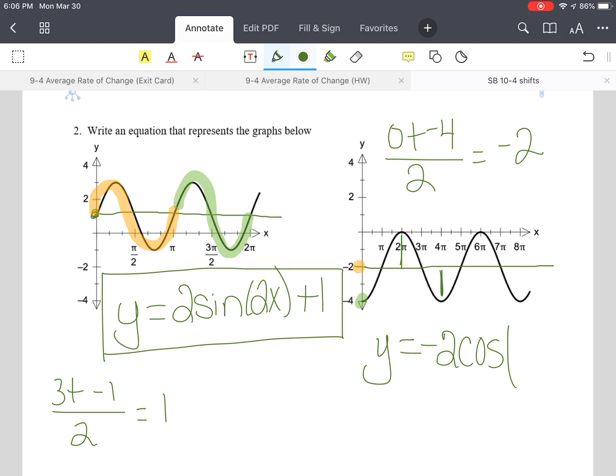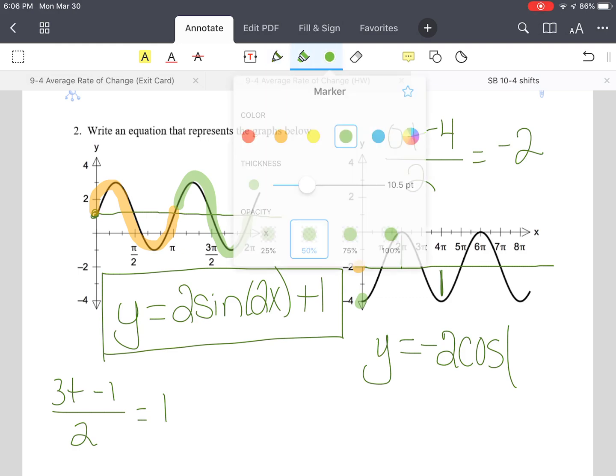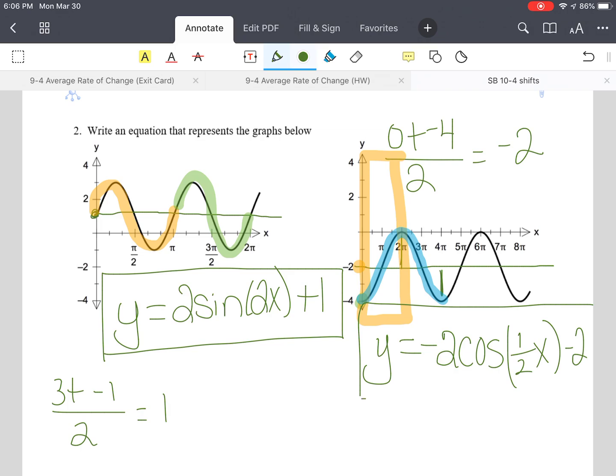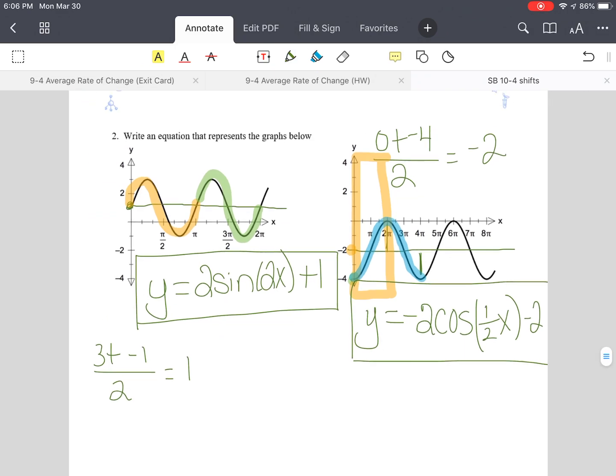Okay, how many cycles do I see from 0 to 2 pi? Well, here's 0 to 2 pi. One full cycle is this blue. So I'm seeing half a cycle. And then don't forget that -2 at the end because we shifted it down too. Okay.